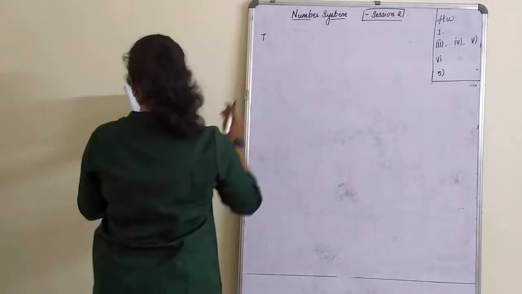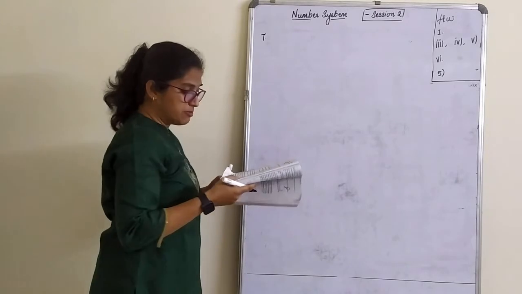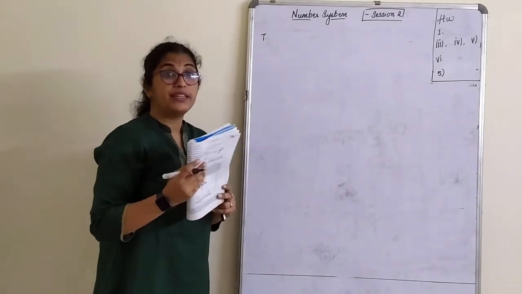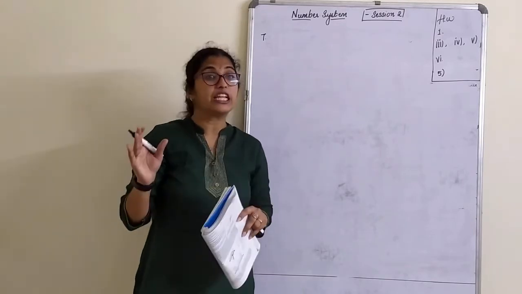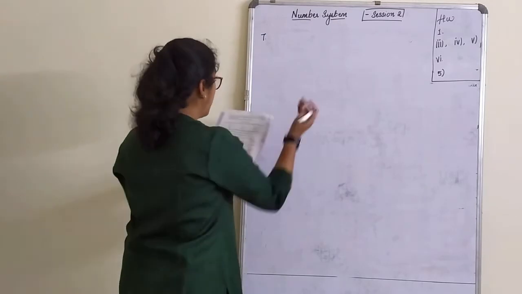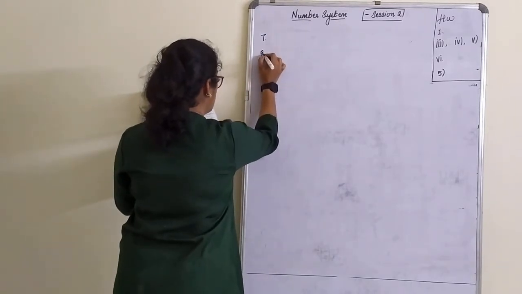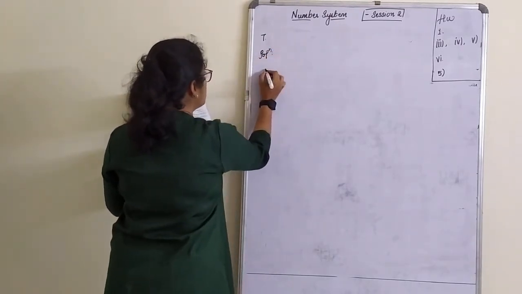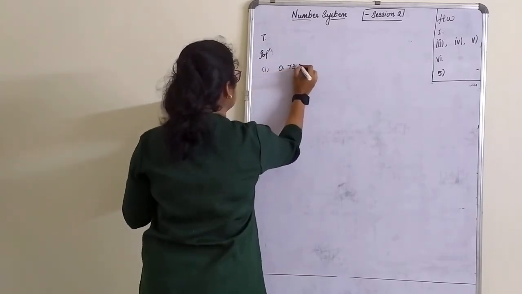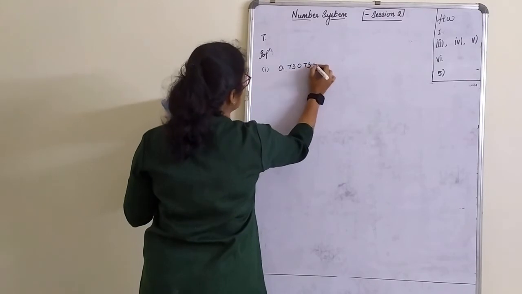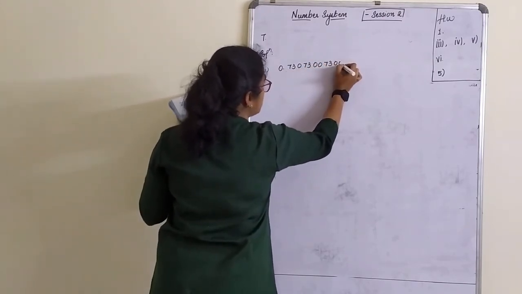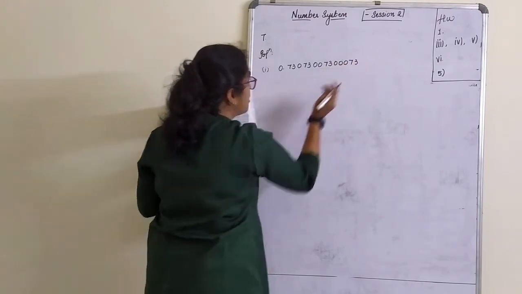Seventh one, write three numbers whose decimal expansions are non-terminating and non-recurring. Now when they mean non-recurring here, it is non-recurring only, not periodic. Anything can be your example. So I will choose some number. Solution. So the first number I will write as 0.73073 anything, 00073. They are not periodic.